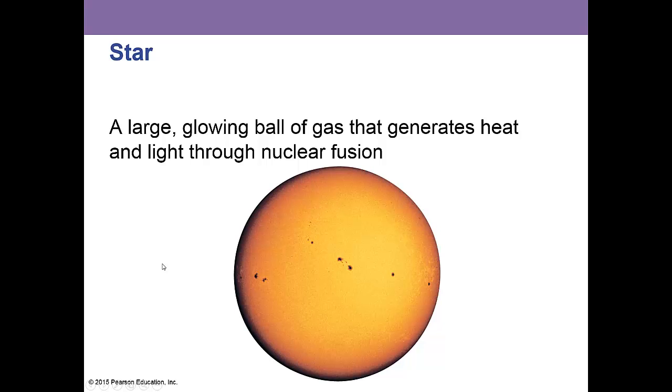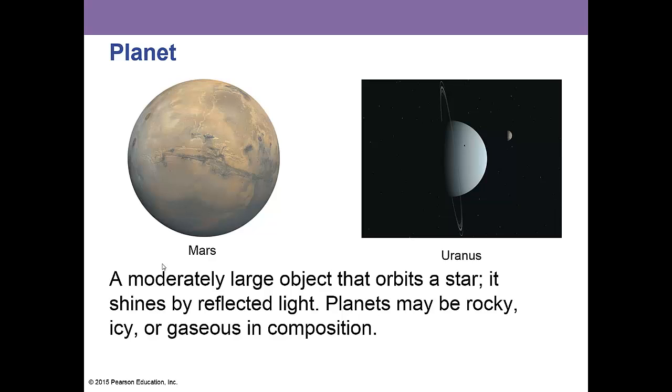So now let's make some definitions to get us started in this chapter. A star is a large glowing ball of gas that generates heat and light through nuclear fusion in its core. Planets are moderately large objects that orbit a star. A planet shines by reflected light and does not give off its own light. Planets may be rocky, icy, or gaseous in composition. For example, Mars is a rocky planet, and Uranus is a gas giant planet.